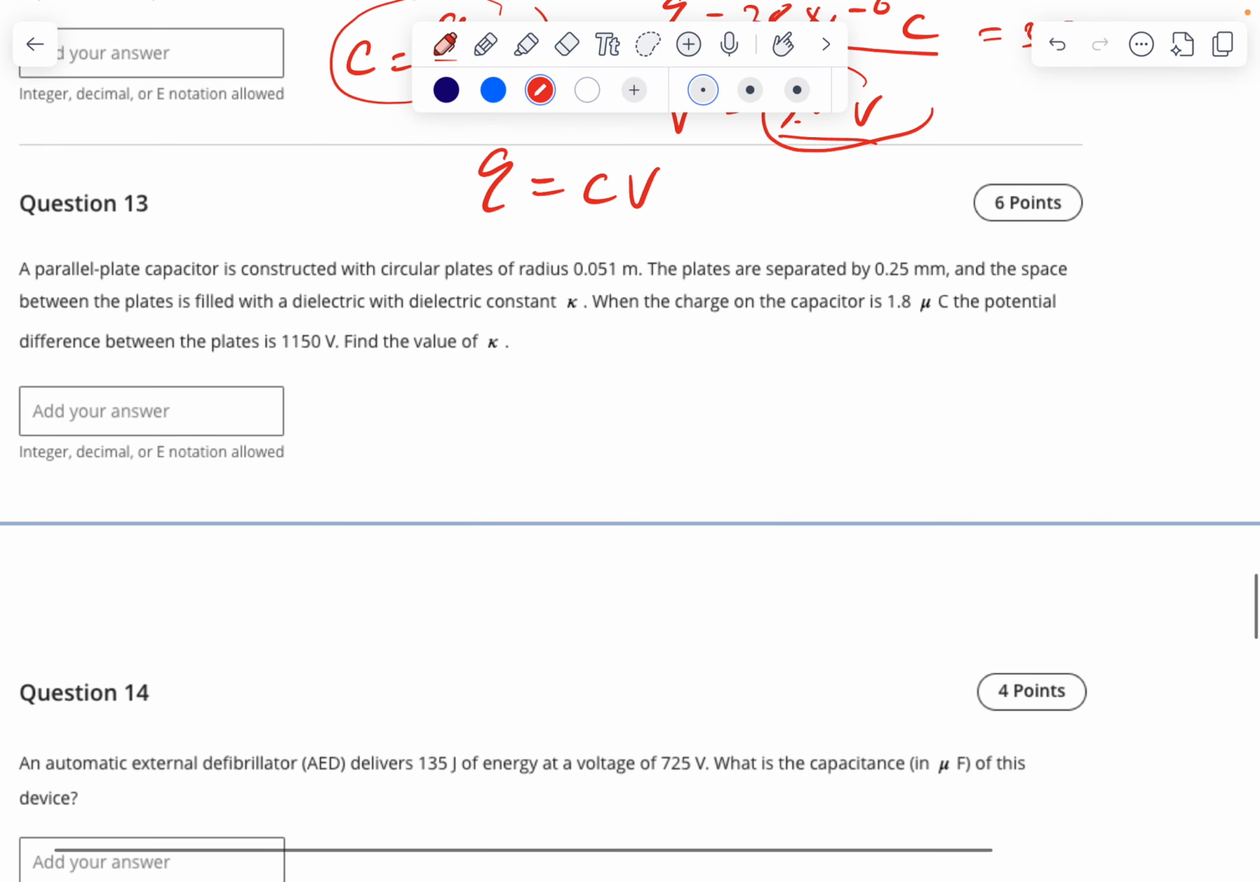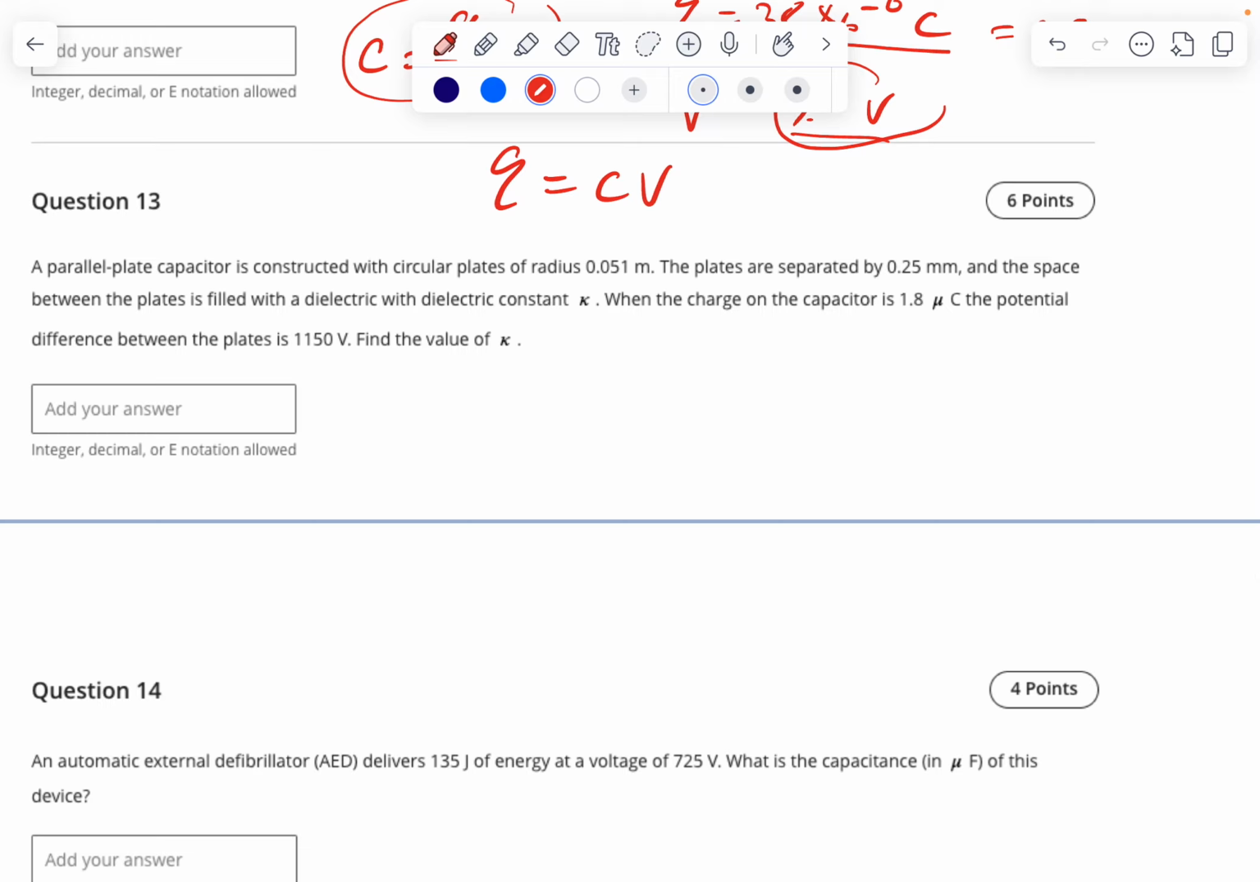All right. Number 13. A parallel plate capacitor is constructed with a circular plate. Okay, so this is a circular plate, right? So it's a circular plate like that. Okay. All right, so two circular plates, separated by 0.25 millimeter, times 10 to the negative 3 meter, and radius 0.051 meter. And the space between the plates is filled with a dielectric with K, kappa actually.